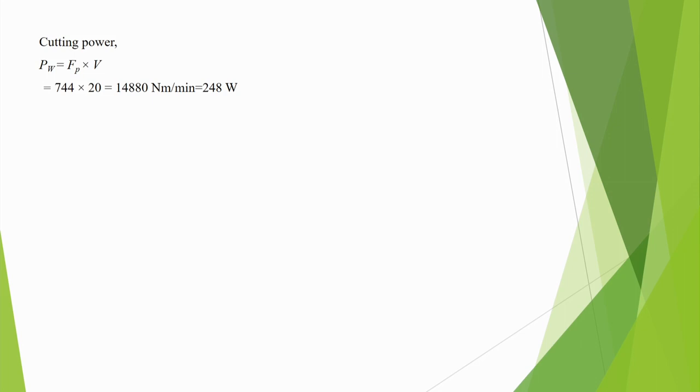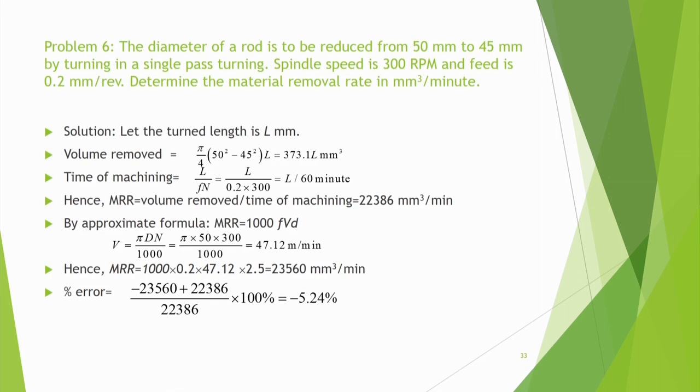So cutting power Pw is equal to Fp into V, that means cutting power is 744 into 20, and that becomes 14,880 Newton meter per minute, that means 248 watt or something. So this is this one. Then there are some other questions like this.